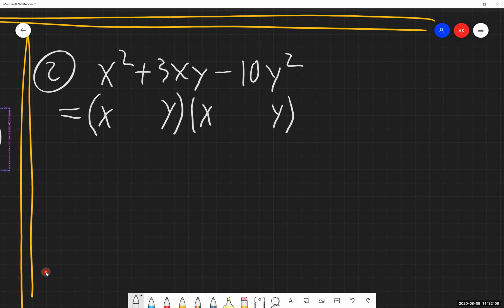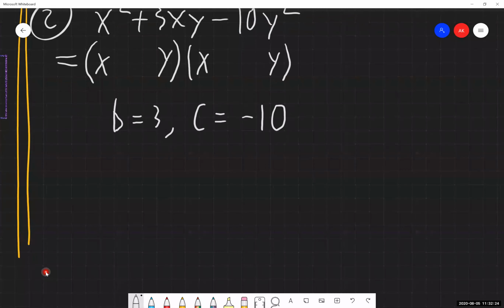Now we're going to correctly identify our b value. Our b value in this case is going to be 3. Our c value is going to be negative 10. And now we need to list the factors of negative 10 and then do some sign analysis of those numbers as well. Listing those things out, negative 10.